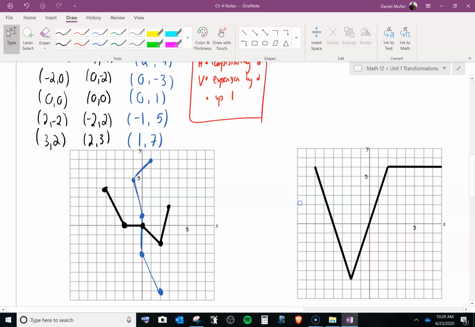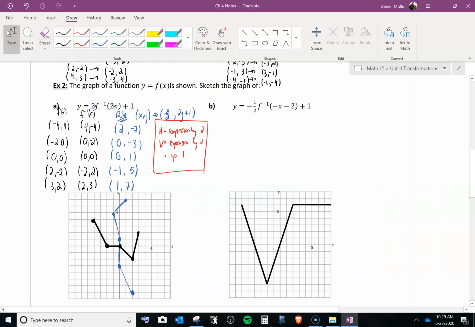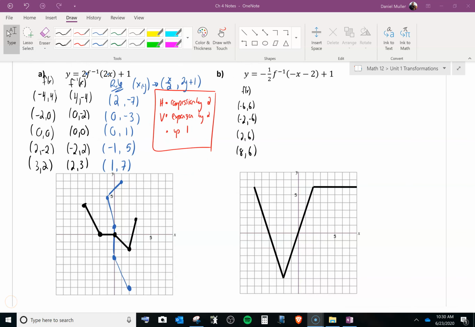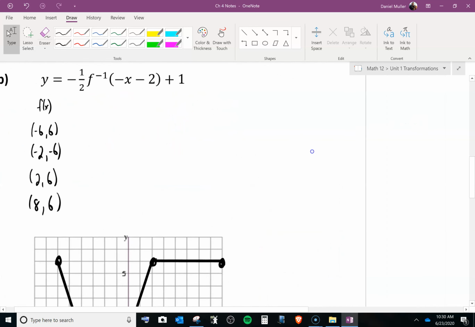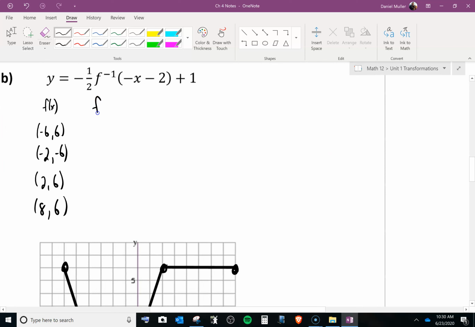So I'll zoom out in case you need to copy that down, but I will go in here and I'll write down the points. I got 4 points here for letter B. So I've got these points here, negative 6 and 6, negative 2 and negative 6, positive 2 and 6, and then 8 and 6. Okay, so those are our points. And step number 1, it's asking me to do all these transformations to the inverse. So I'll have to do what my inverse is. So 6 and negative 6, I'll swap those.